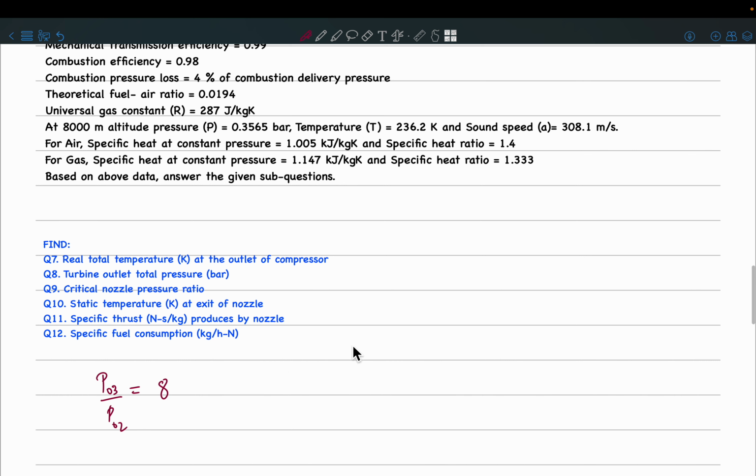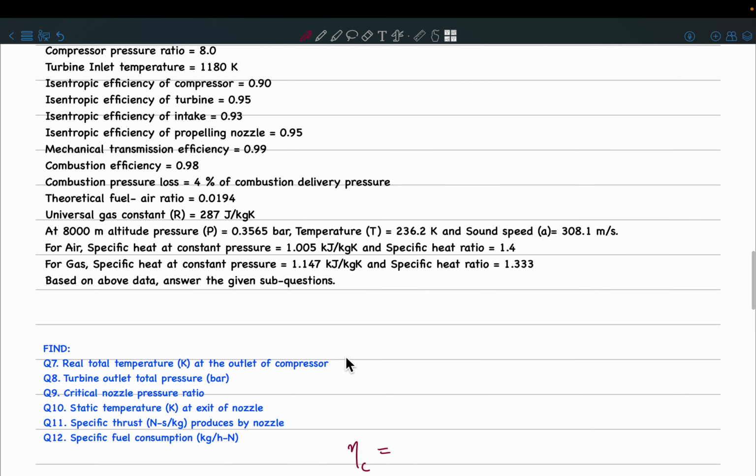Then we are given the combustion efficiency and compressor efficiency. I'll denote the isentropic efficiency of the compressor as eta C. This is of the turbine. Then for the intake, which is nothing but the diffuser, I'll call this eta D, and for the nozzle we have eta N. Mechanical transmission efficiency is also given, so eta T. Combustion efficiency I'll call eta Cc. Okay, and then the combustion pressure loss.